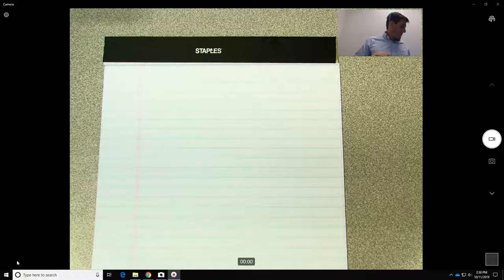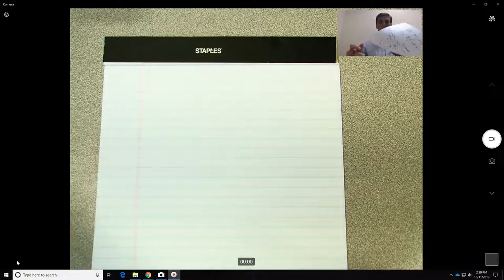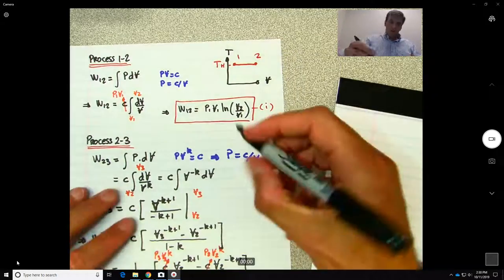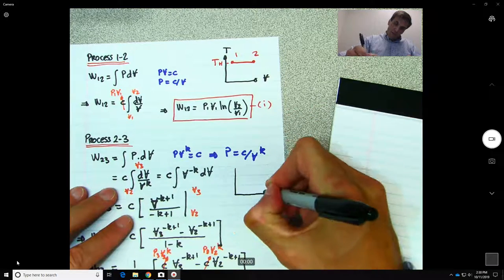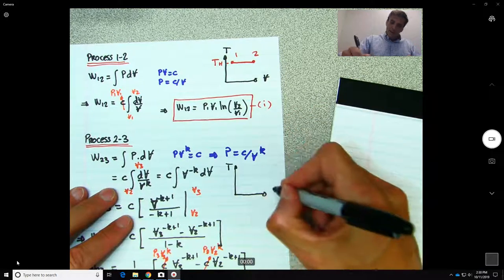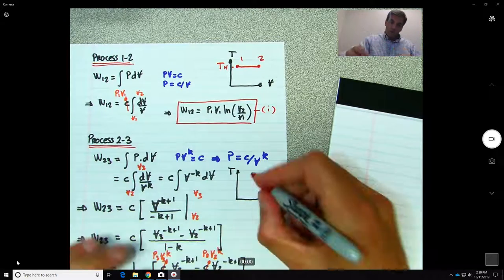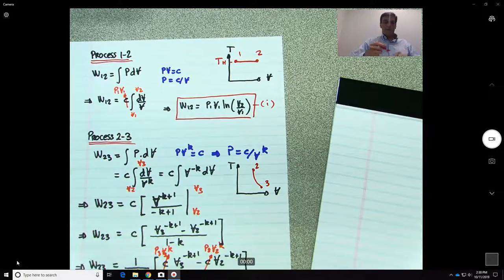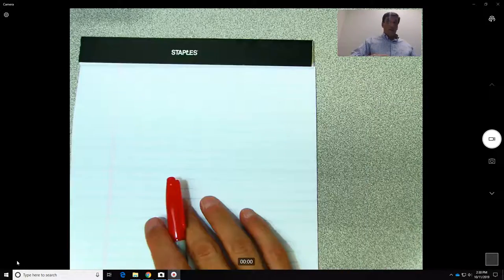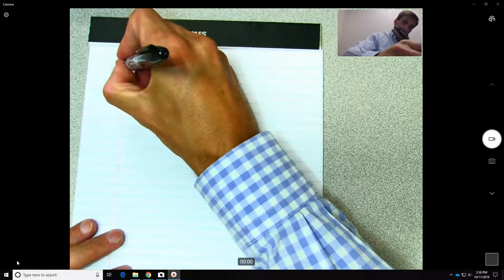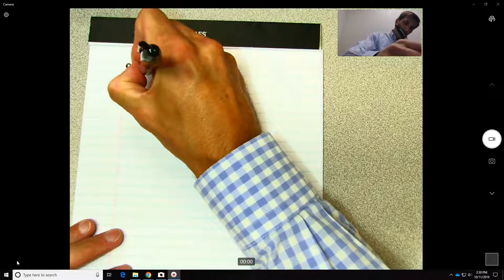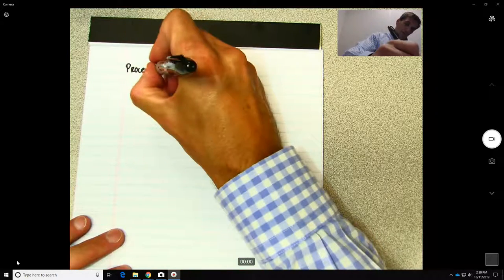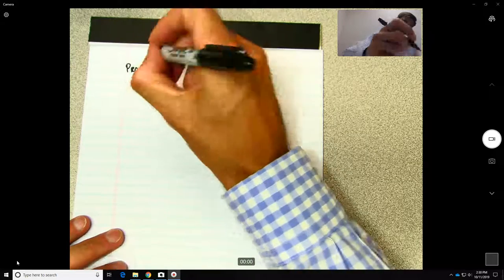Okay, now we keep doing the same thing. Maybe let me add one thing over here. So for 2, 3, this is T, this is V. We're looking at the process 2, 3. Now we'll be looking at the process 3, 4.